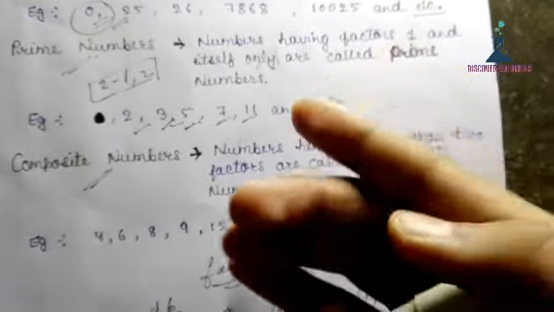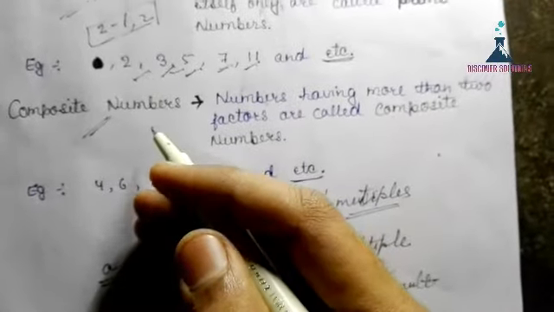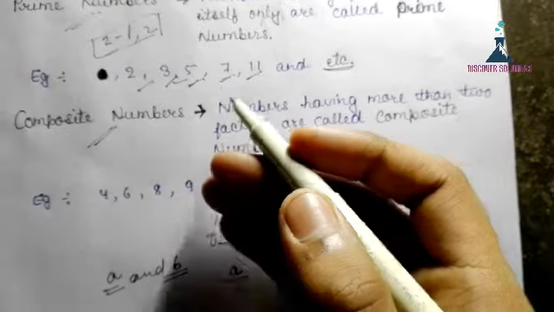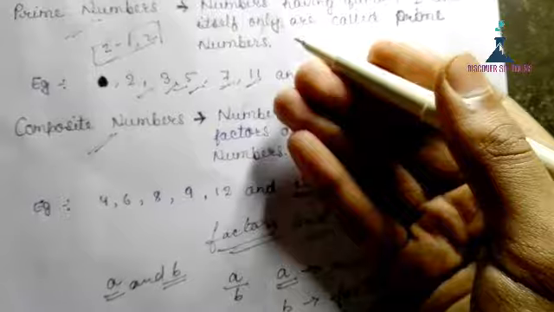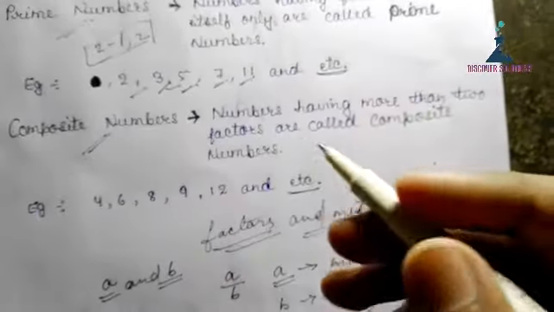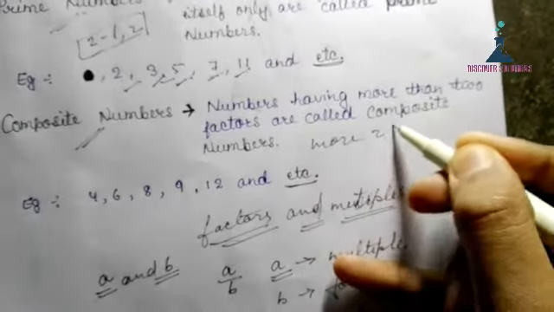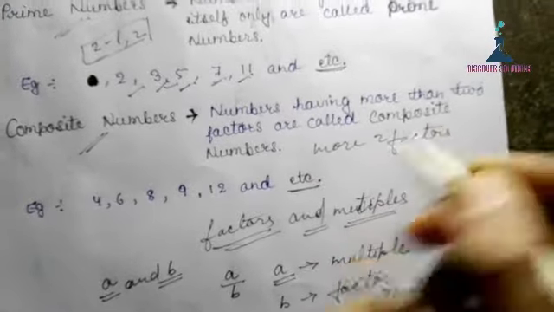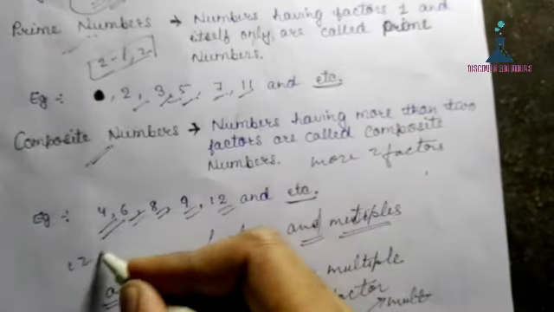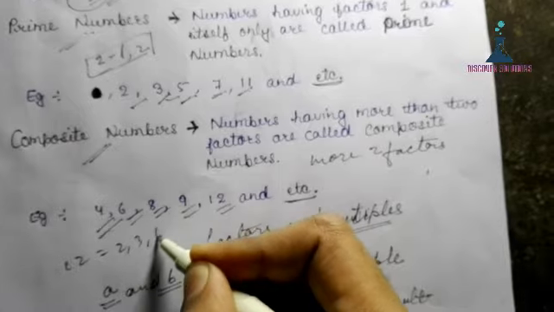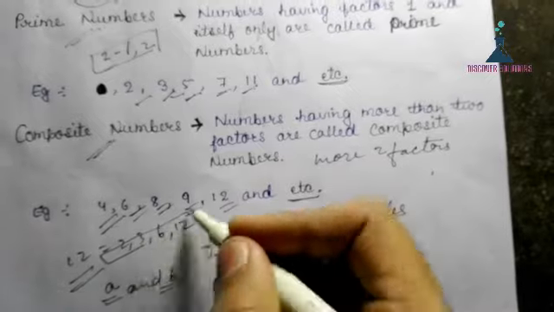Now friends, there's one more type of number, that is composite numbers. Composite numbers are a little different from prime numbers, because composite numbers are those numbers which have more than two factors. As you can see, friends, 4, 6, 8, 9, 12. Suppose we take 12, so we have 2, 3, 6, 12. So friends, we see that 12 has more than two factors.